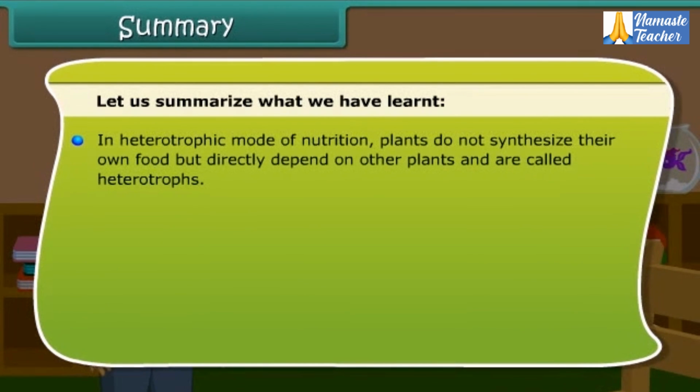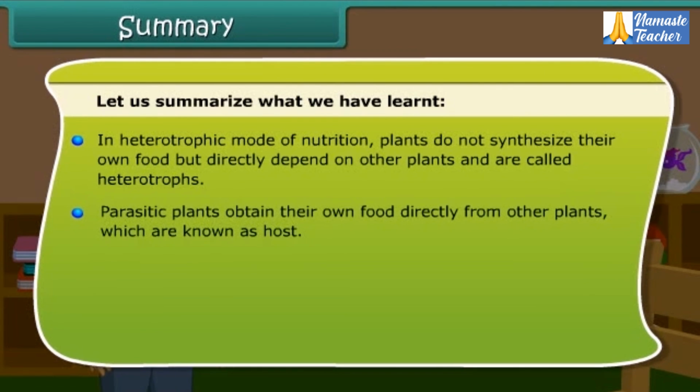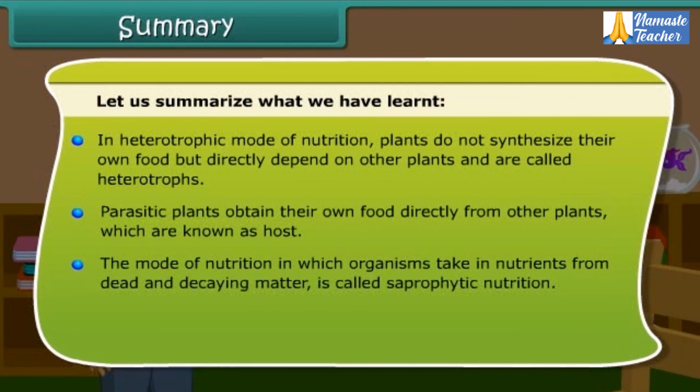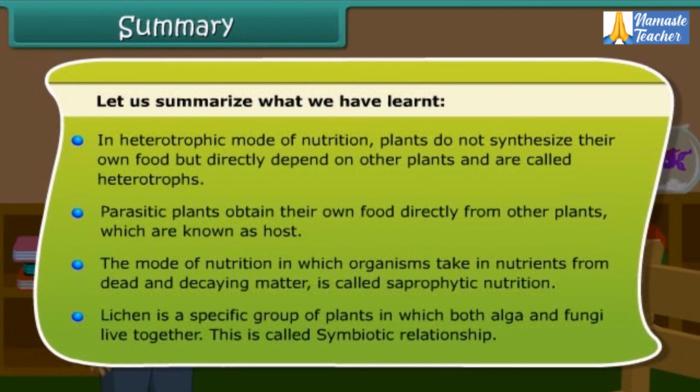In heterotrophic mode of nutrition, plants do not synthesize their own food, but directly depend on other plants and are called heterotrophs. Parasitic plants obtain their own food directly from other plants, which are known as host. The mode of nutrition in which organisms take in nutrients from dead and decaying matter is called saprophytic nutrition. Lichen is a specific group of plants in which both algae and fungi live together. This is called symbiotic relationship.